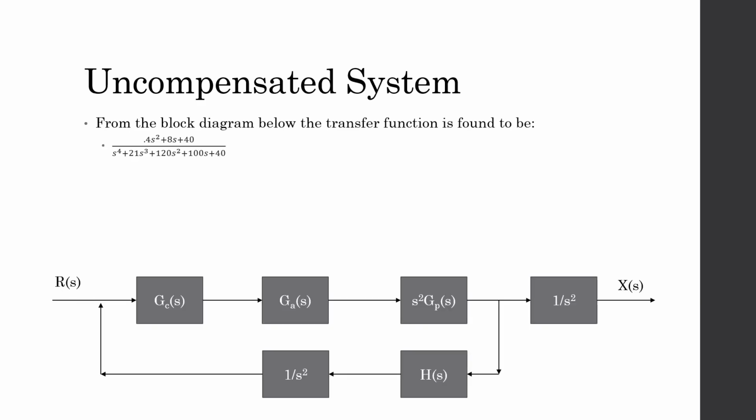Okay, so here's the uncompensated system. From the block diagram below, we are able to find our transfer function here. We will multiply these crossed, then take that over 1 plus these multiplied by each other again, and our H of s, along with this 1 over s squared. And that's how we get our transfer function here. This is our completed transfer function solved out already. You see it's a fourth order system.